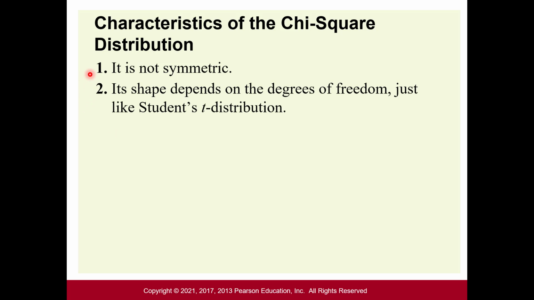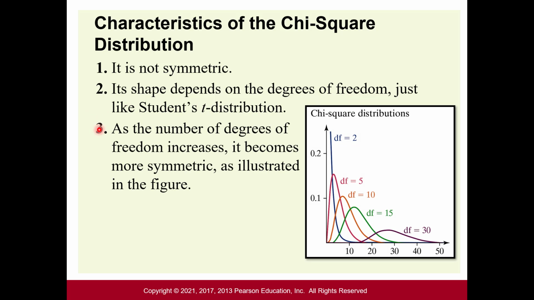So let's talk about our chi-square distribution. We learned about this in the past, but remember that it's not symmetric. Its shape depends on the degrees of freedom, just like when we were learning about the t-distribution. And as the number of degrees of freedom increases, it becomes more symmetric.